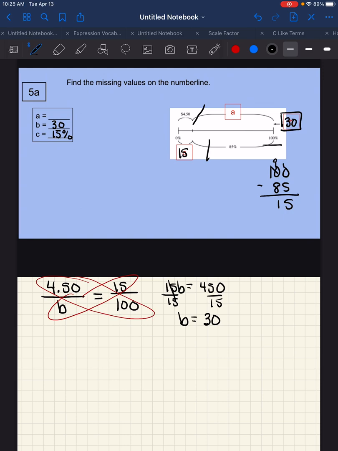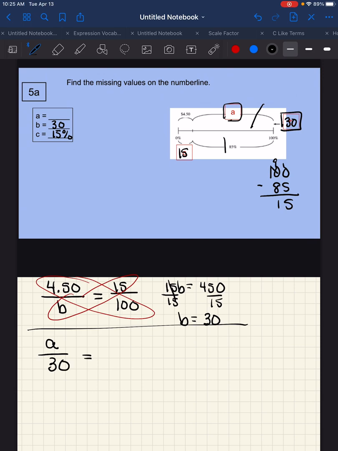Now I'm gonna erase what I did here, and I'm gonna set up another proportion to solve the other one. I have a missing number on the top of the fraction and 30 on the bottom. So I'm going to use the letter that's there. A over 30, there's my first fraction, is equal to the corresponding ones on the bottom, which is 85 over 100. Notice how I set it up. Those two are in the same position, and they're both the numbers on the top. These two are in the same position. They're both the numbers on the bottom.